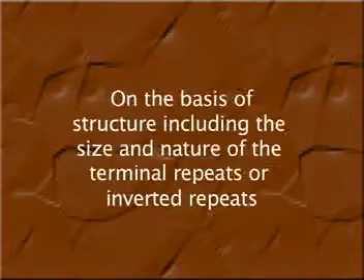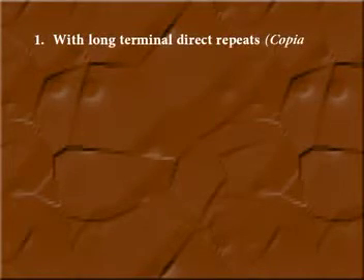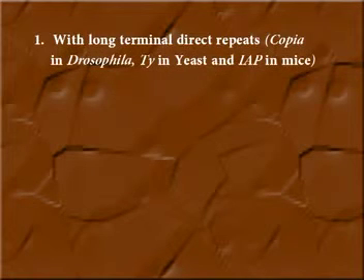The transposable elements in eukaryotes can be classified into four types on the basis of their structure, including the size and nature of the terminal repeats or inverted repeats. The four types of transposons are: number one, with long terminal direct repeats, for example, copia in Drosophila, Ty in yeast, and IAP in mice.